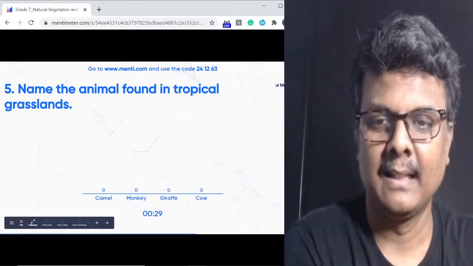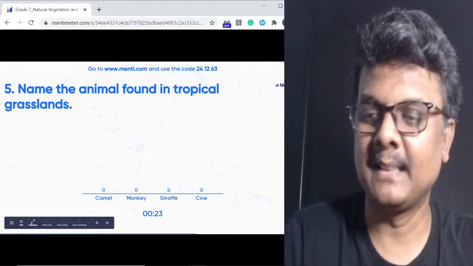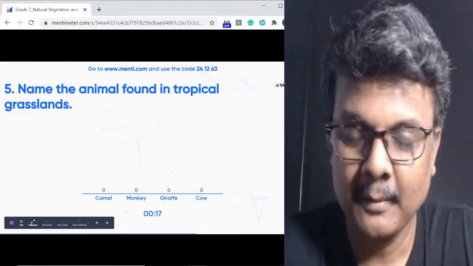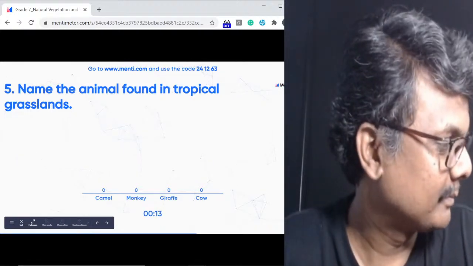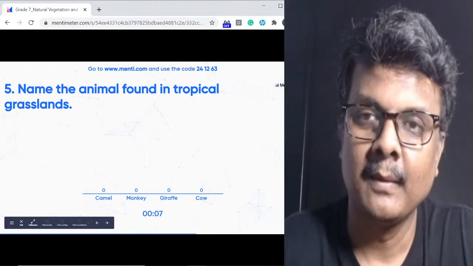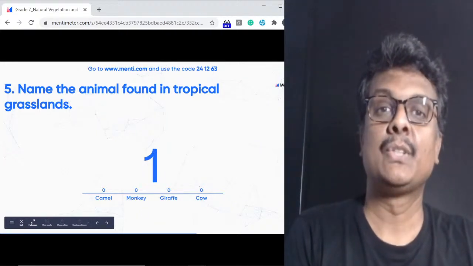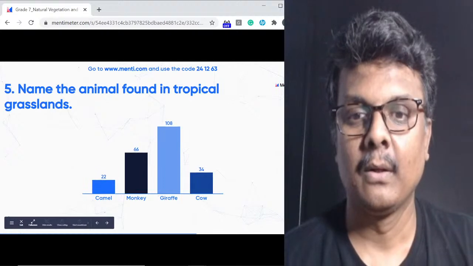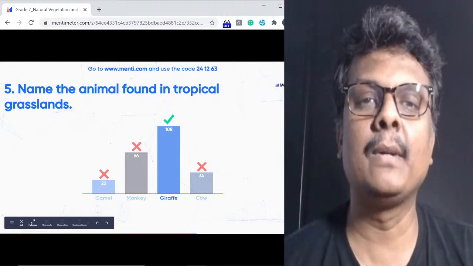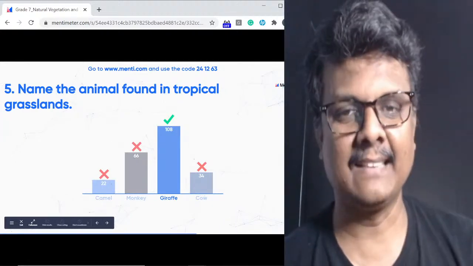Simple one, come on. Camel, monkey, giraffe, cow. Guys, think. Yeah, I see most of you are getting it right. Very nice. So how many of you chose option C, giraffe? Most of you, but still there were a few who chose monkeys. Monkeys are not found in grasslands, guys. We all know that monkeys are found in trees, so obviously monkeys have to be in forests. Grasslands do not have trees, right?